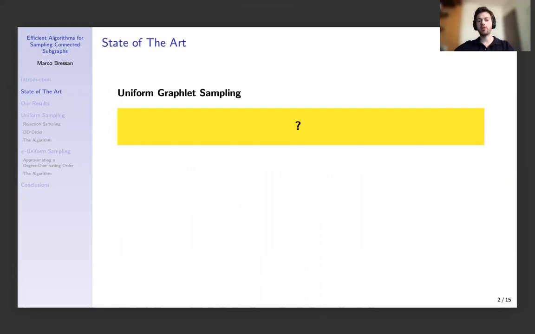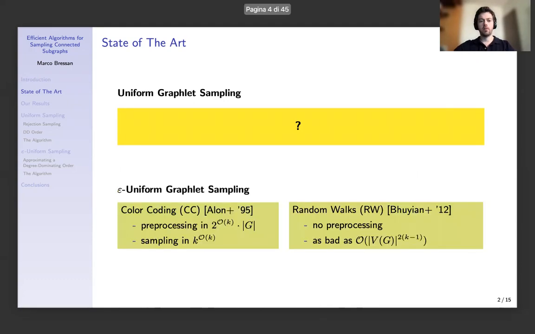For uniform graphlet sampling, basically nothing is known, meaning that all the algorithms known require a running time that is linear in the size of the graph for every sample that you take. For epsilon uniform graphlet sampling, things are a little bit better. Epsilon uniform graphlet sampling is the relaxation of uniform graphlet sampling, where you are only asked to return a graphlet from any distribution that is epsilon close in total variation distance to the uniform distribution.